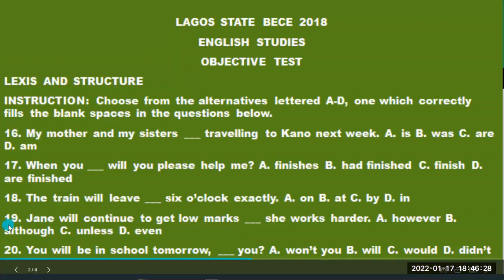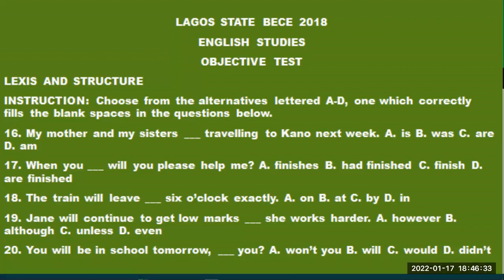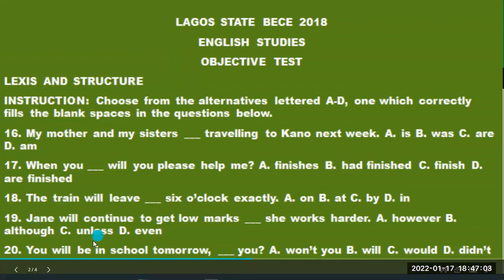Now, question number 19, Jane will continue to get low marks dash she works harder. You can see that the structure of this sentence is that of a conditional sentence. Jane will continue to get low marks. Under which condition? Unless she works harder. All right? Unless she works harder. So the word unless is the correct option.